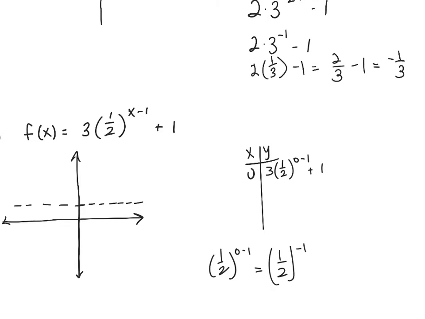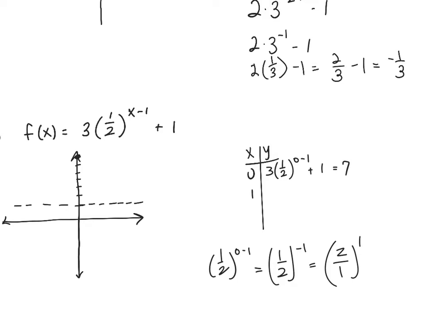When you have a fraction raised to a negative exponent, you invert the fraction, or you find the reciprocal of the fraction and change it to a positive exponent. So 1/2 to the negative 1 is the same as 2 over 1 to the positive 1, which is 2. So then this turns into 2. 2 times 3 is 6. 6 plus 1 is 7. So the y-intercept is 7.